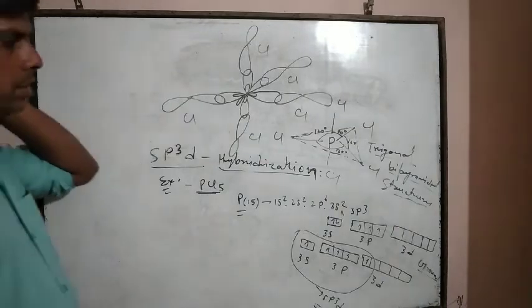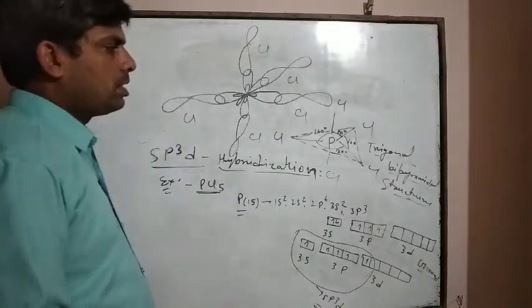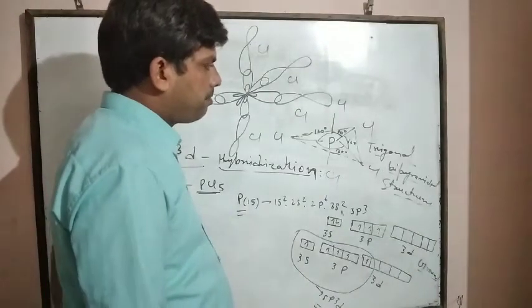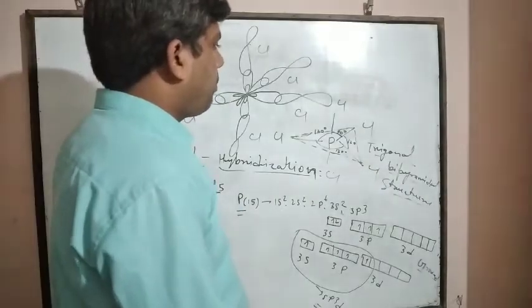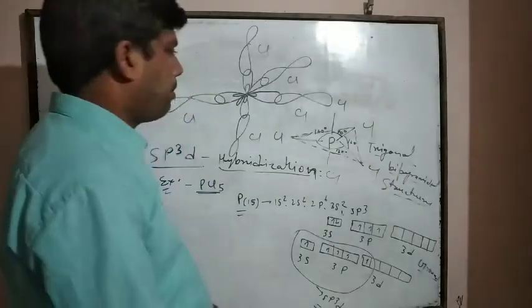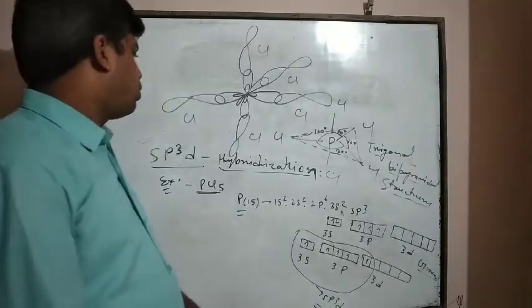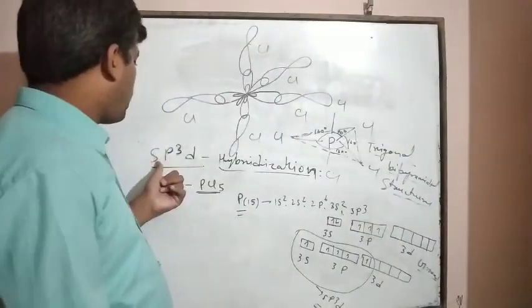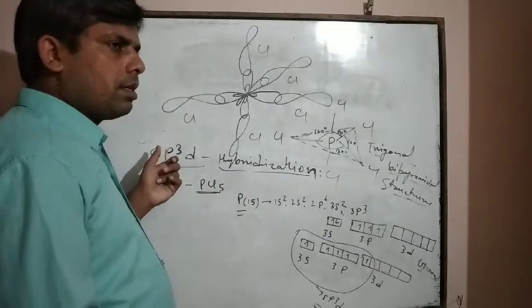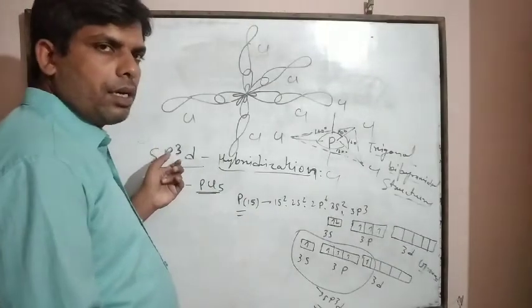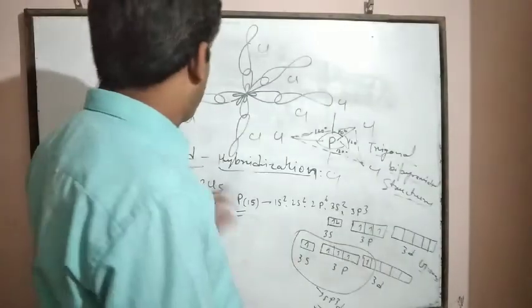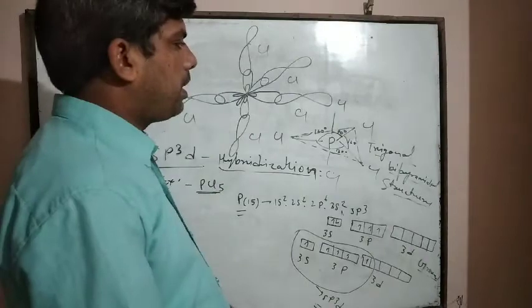Dear students, please write down this structure in your copy. PCl5 has a trigonal bipyramidal structure, and it shows sp3d type of hybridization in which one s orbital, 3 p orbitals, and 1 d orbital intermix together to show sp3d type of hybridization.